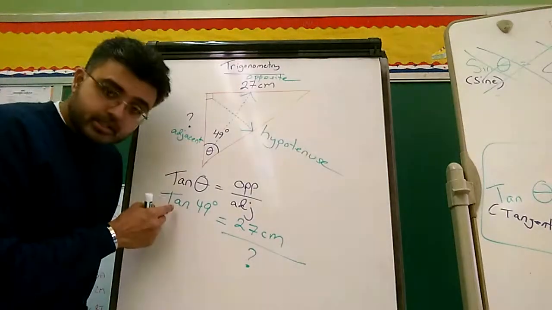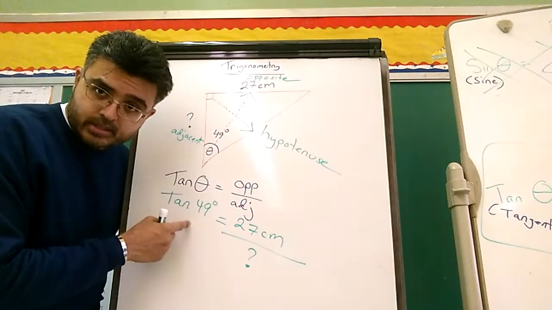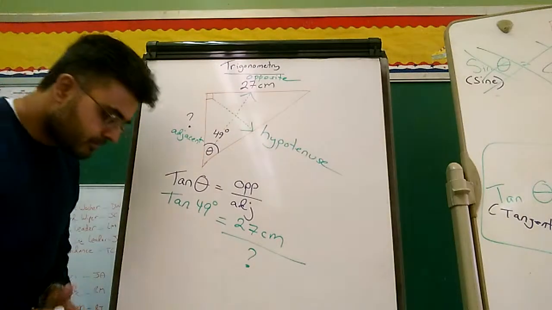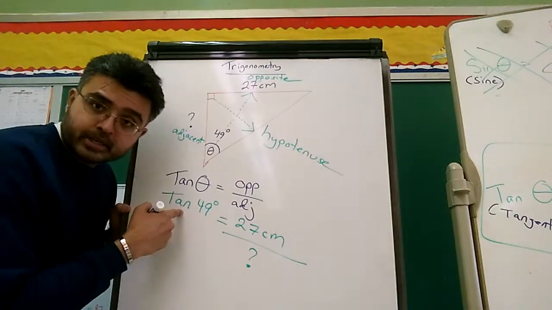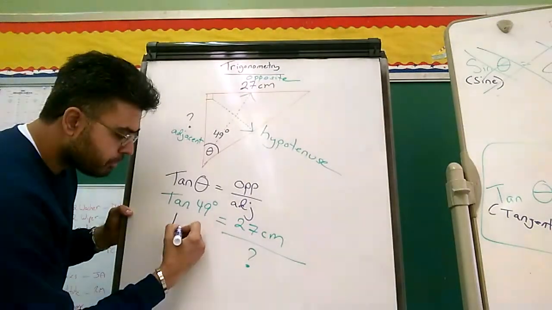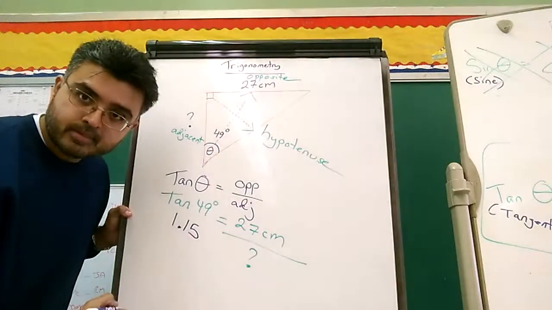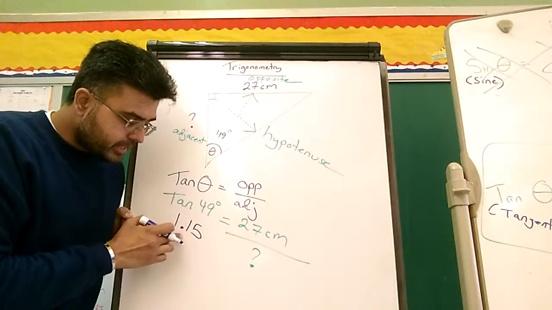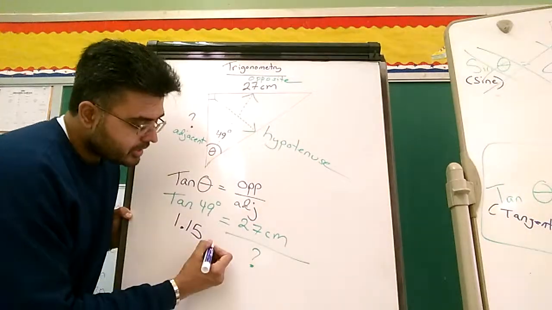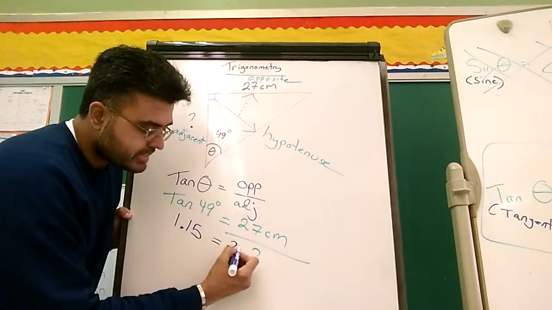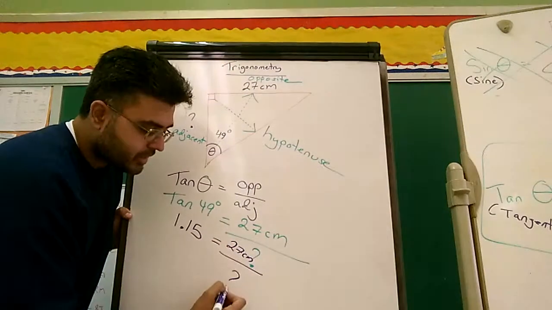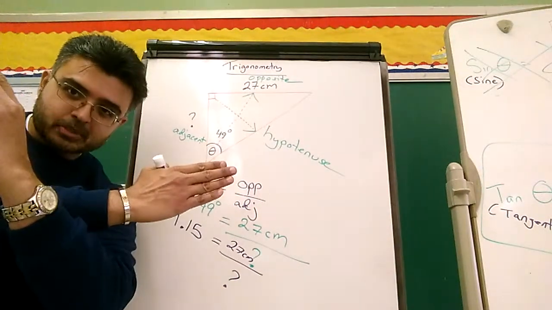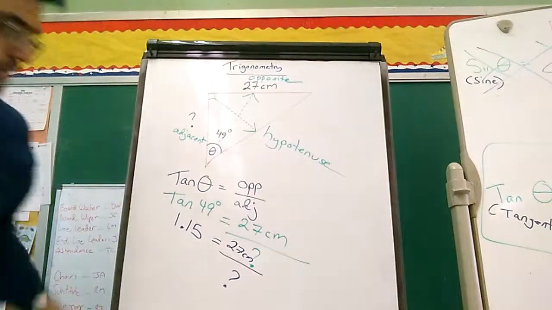Now, I will tell you, the tangent of 49 degrees is equal to 1.15. I'm going to tell you the answer, okay? Later on, I'll teach you how to do this. But the tangent of 49 degrees is 1.15, equals 27 centimeters divided by question mark. And there we go. We got a classic cross multiplication problem. Very easy to do. Let's do it right now.